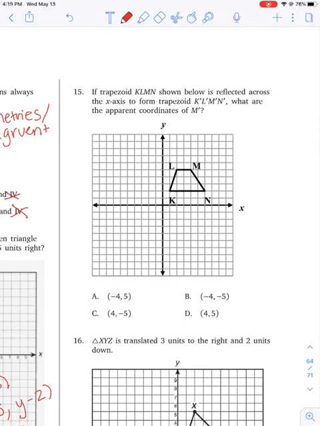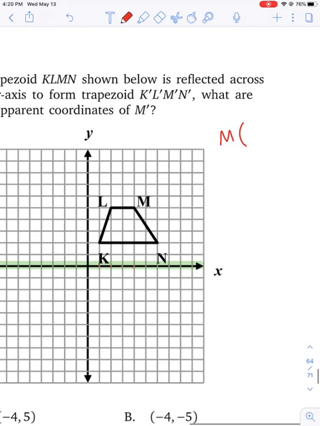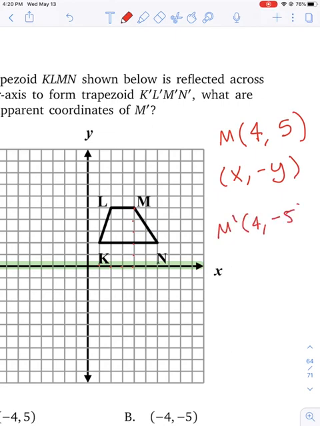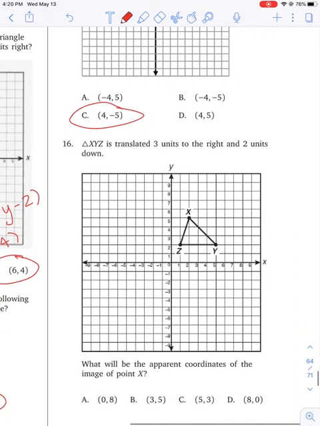Okay, we're almost done. So reflected across the x-axis. So here's my mirror. And we're only asking about M. So the original M is, let's see, 1, 2, 3, 4. 1, 2, 3, 4, 5. And the rule for reflecting across x is you keep x the same, take the opposite of y. So M prime would have to be at (4, -5). That's choice C. One last one.